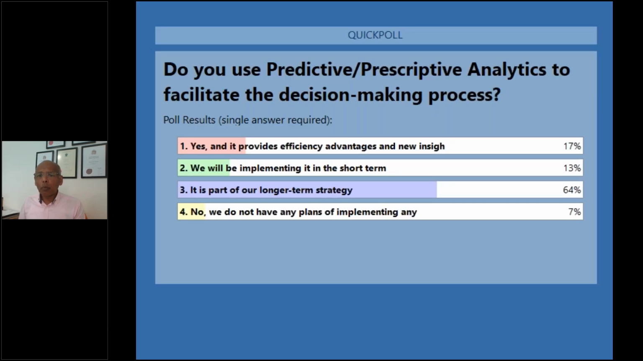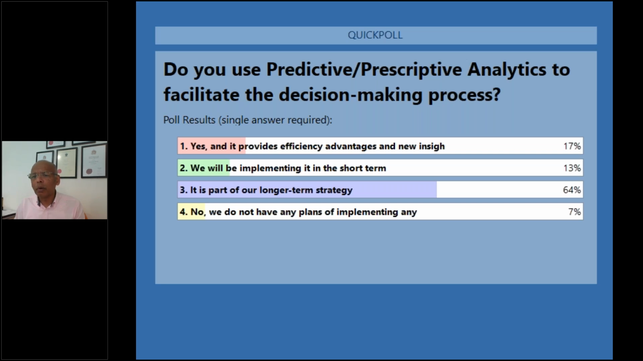So what we're seeing here is 17% say yes, they do, and it has provided quite a bit of advantages. 13% will be implementing in the shorter run. 64% longer term strategy. 7% no, we do not have any plans for implementation.